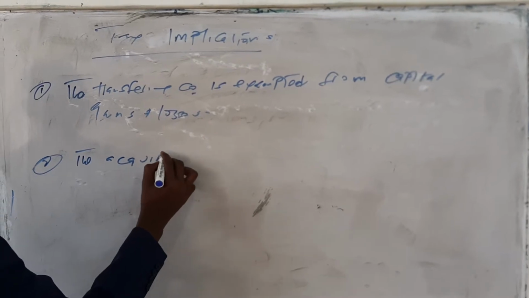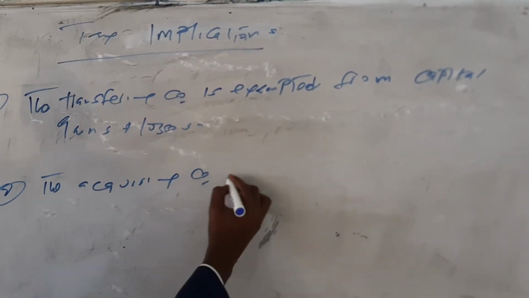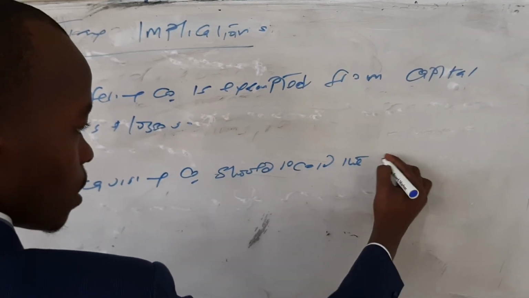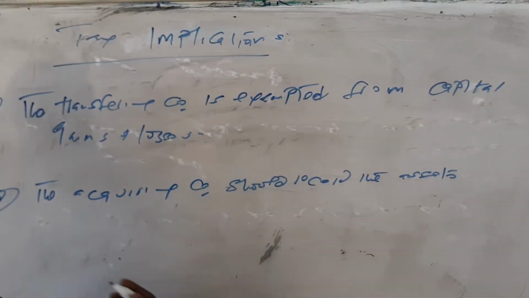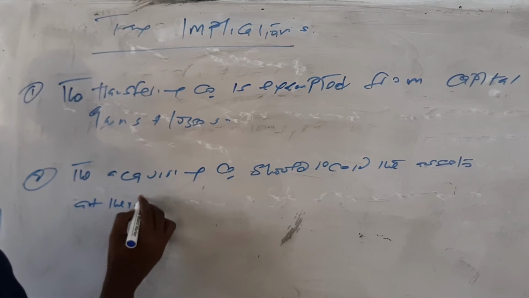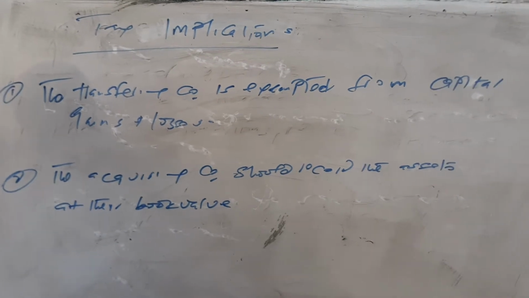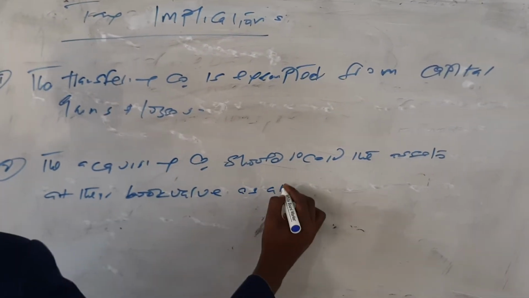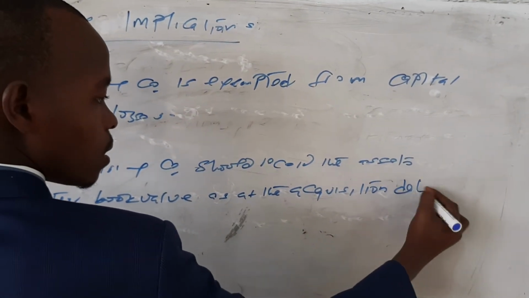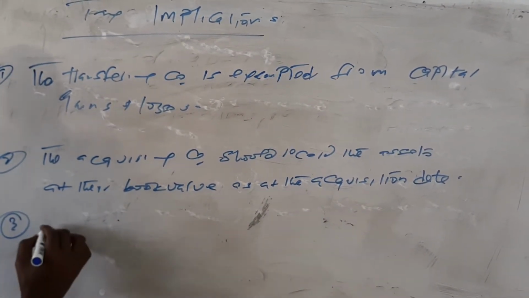The second exemption can also be the acquiring company. The acquiring company should record the assets at their book value, and as at the acquisition date.